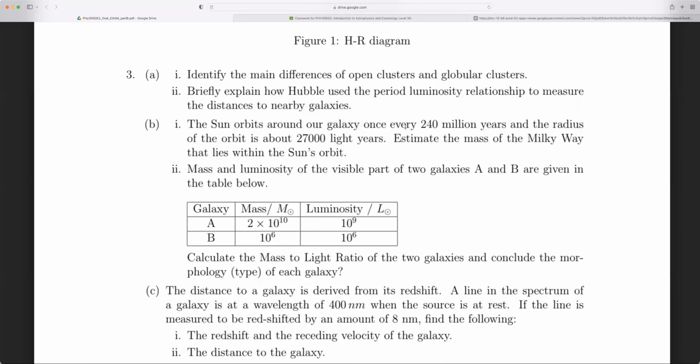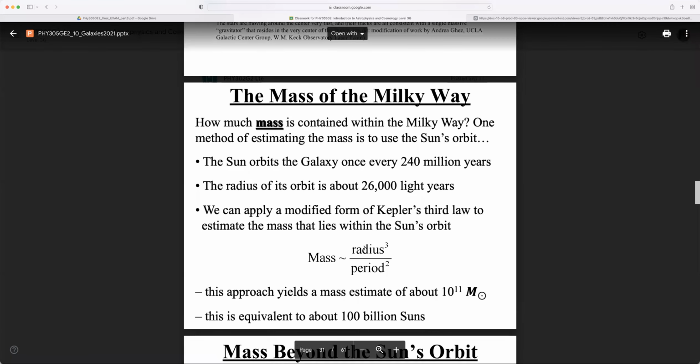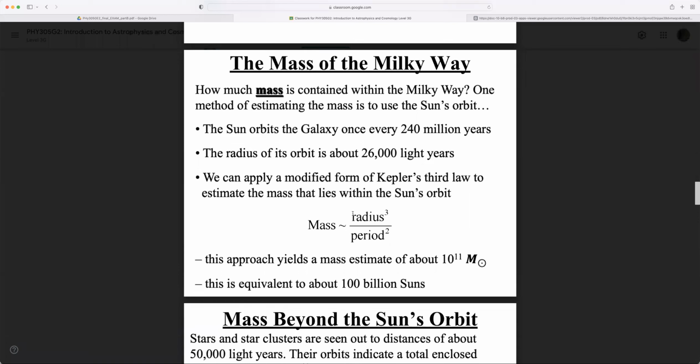It says the period is once every 240 million years, so that is the period in terms of years. And then the radius is about 27,000 light years, so that is given in terms of light years. Now, when you need to estimate the mass, you are given the period and the distance, and you can just use this equation. The only thing is you need to make sure that you are using the correct units here.